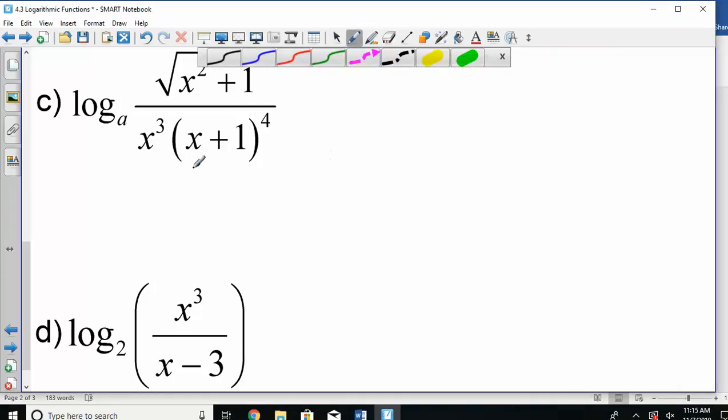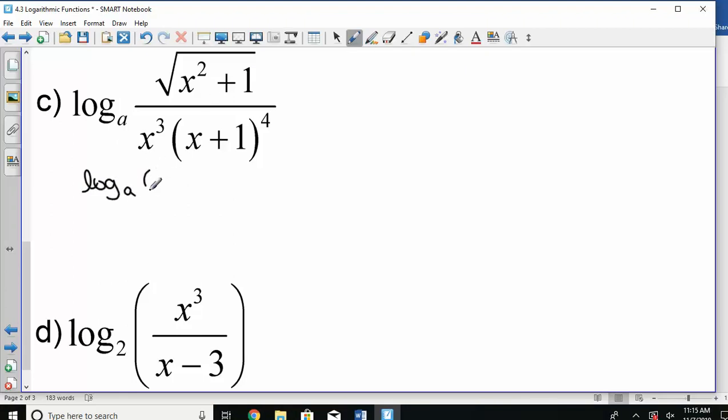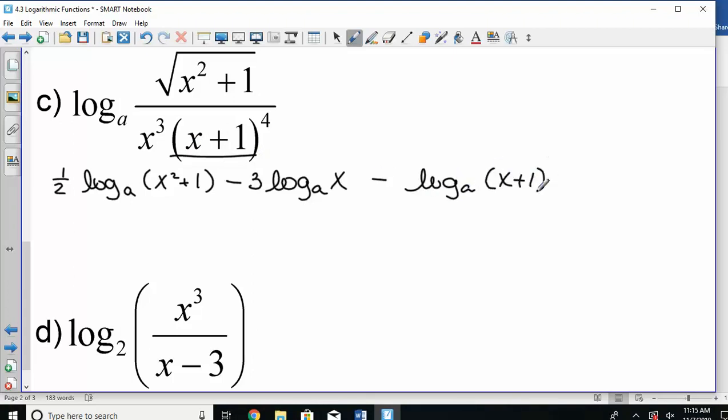So the first one, if you just broke it up, just log base A of the top. A square root is like a power of 1/2, so I can just drop that down in front. Now, I have two things on the bottom, so what you have to make sure you're doing is subtracting both of them. So it's minus log base A of x to the third, so you can drop your cube down in front. This term is also on the bottom, so minus log base A of x plus 1 to the 4th, so the 4 comes down in front.